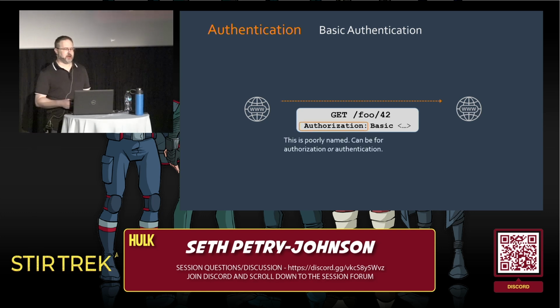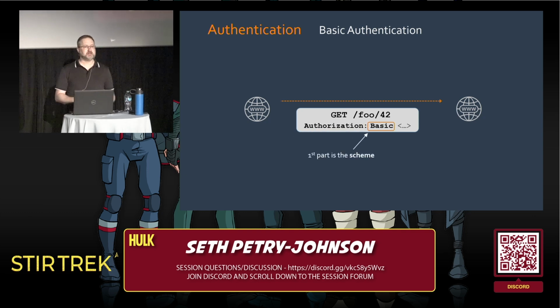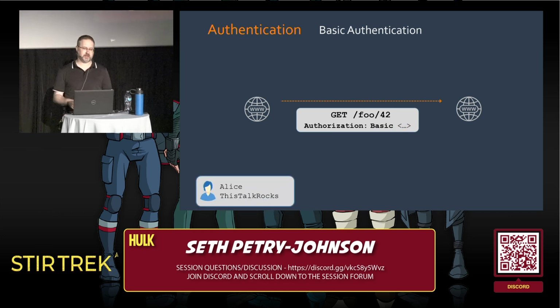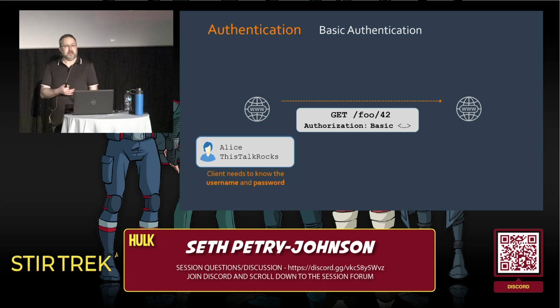Now, the name of this header is authorization, which is a little bit misleading. There are a few different ways of using this header, but when it's used like I'm describing here, it's all about authentication, not authorization. Now, the value of the authorization header consists of two pieces. The first is the scheme that tells us how to interpret whatever comes next. And for basic auth, what comes next is a base64 encoded credential pair. And this is what that means. The client needs to know the password and username that it's using to authenticate with.